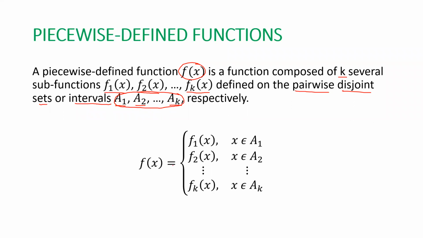So f of x equals f sub 1 of x, which is defined on the interval a sub 1, f sub 2 of x, which is defined on the interval a sub 2, up to f sub k of x, which is defined on the interval a sub k.